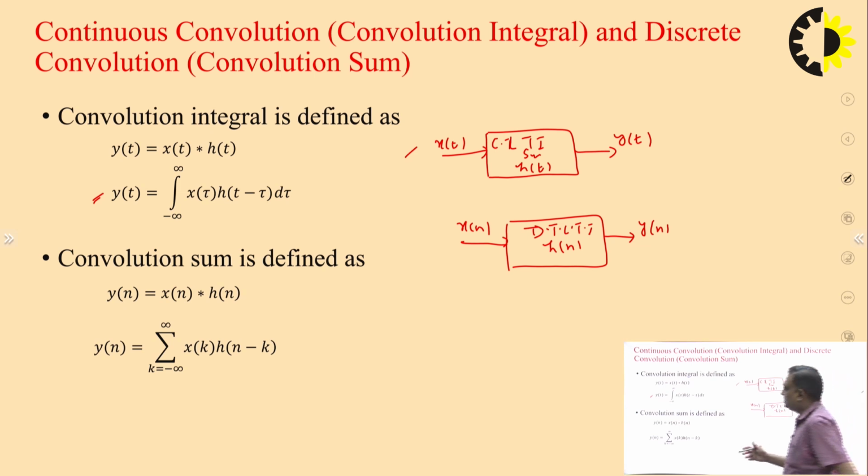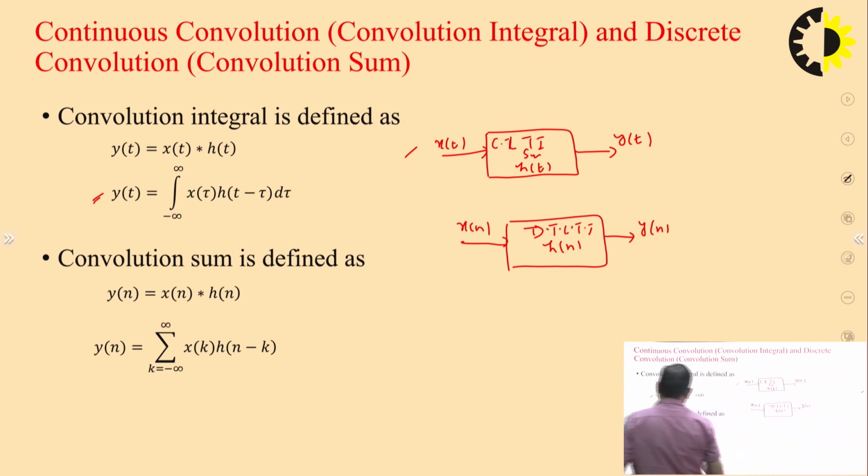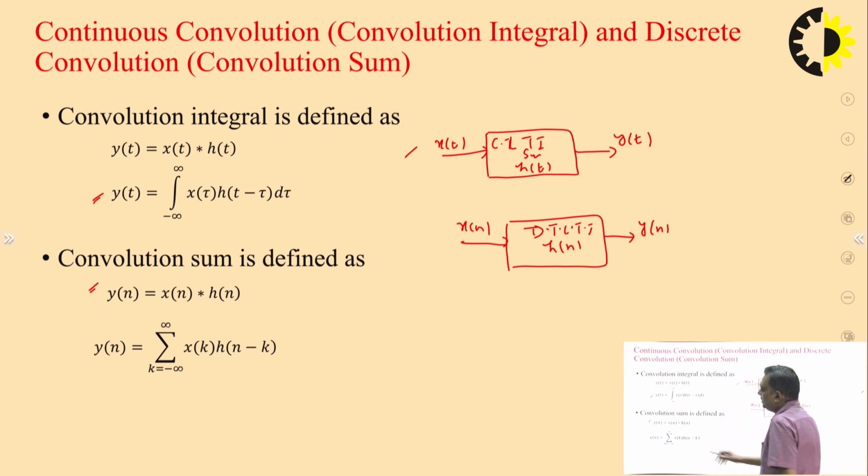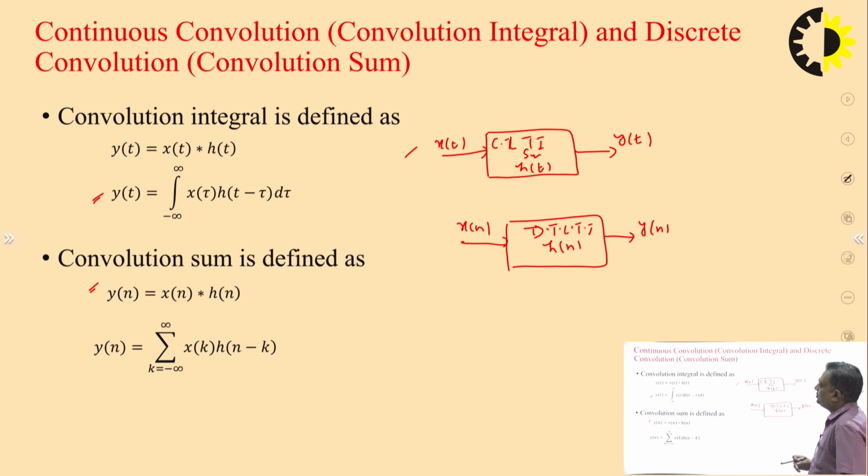Now you can see this convolution sum expression is y[n] equals x[n] convolution h[n], which can be written like y[n] equals summation k equals minus infinity to infinity x[k] into h[n minus k]. Here in this case k is the dummy variable. So this is how we can calculate the output of any LTI system, whether it is continuous or discrete.